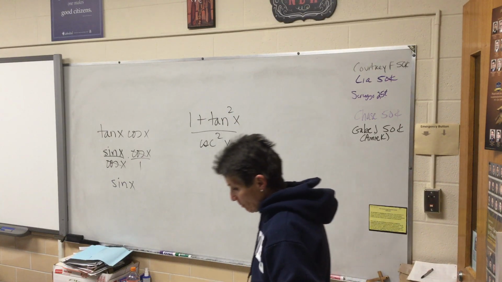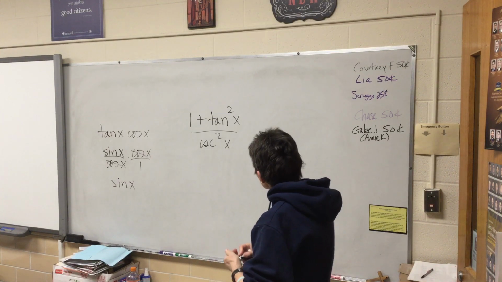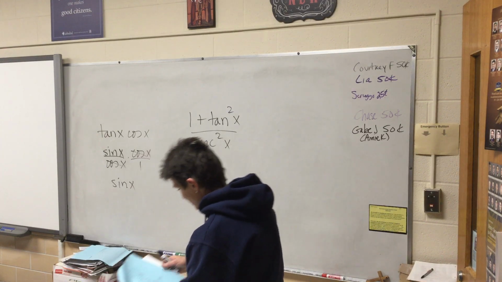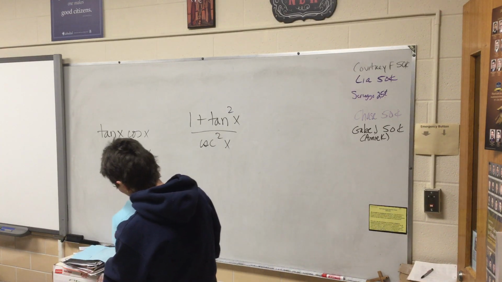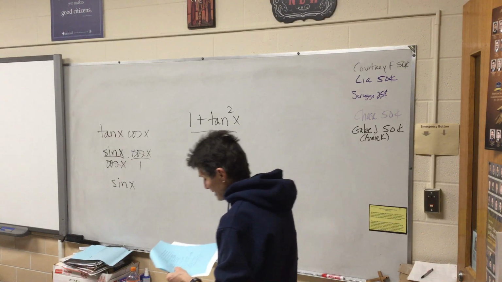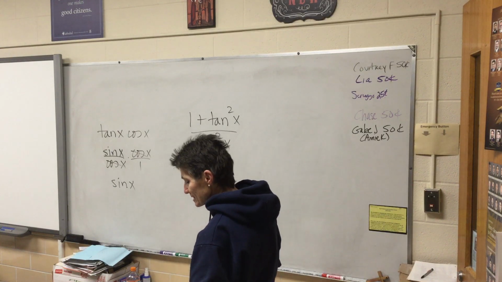All right, so now we're going to look at this one. Now take a look, again, it's in the first column of stuff there on your sheet, the very first column. Do you see the identity that says 1 plus tangent squared is secant squared?